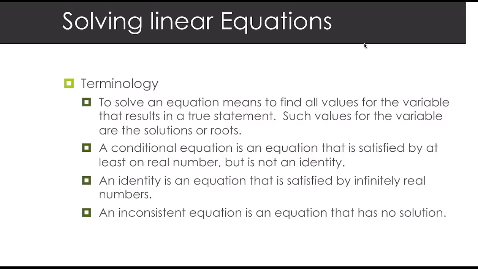An identity is the second way that we classify an equation, and that's when it has an infinite number of solutions. And the last one: if you have no solution, there's no values that will satisfy it, it is considered an inconsistent equation. It has no solution. Each time you're asked to solve an equation, you'll solve it, but then you'll also classify it in one of those 3 ways. It's either a conditional, an identity, or it's inconsistent.